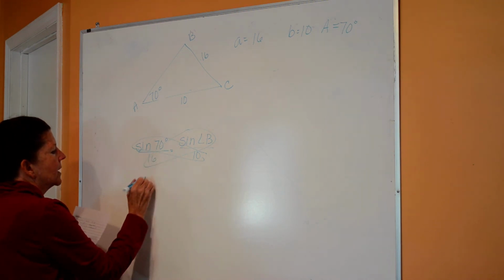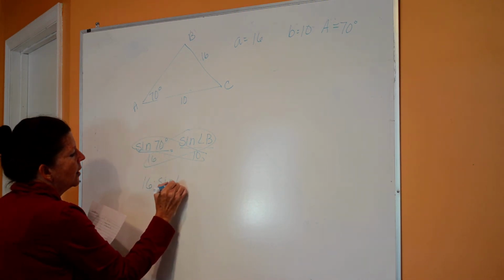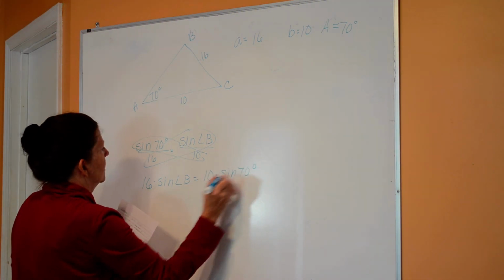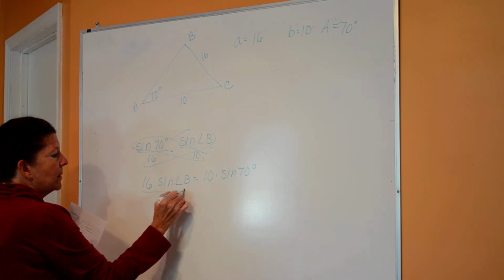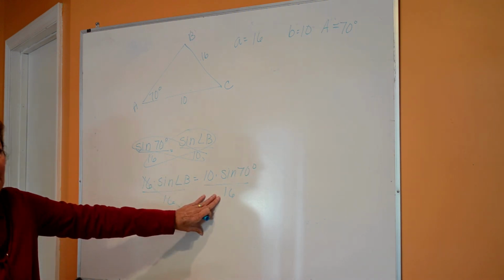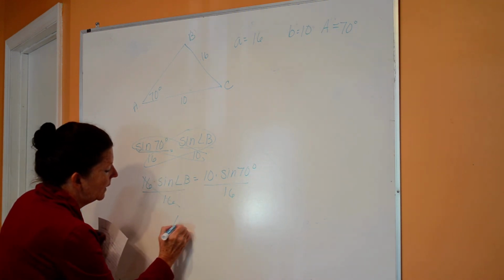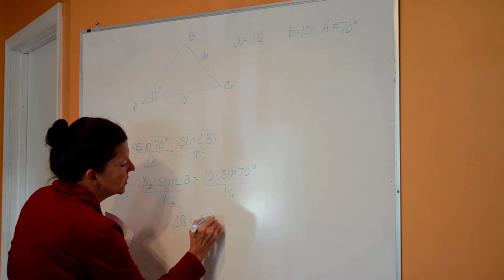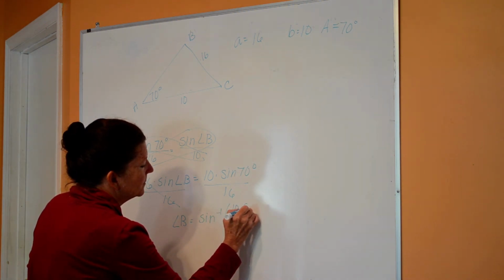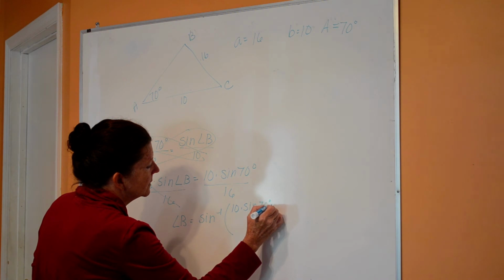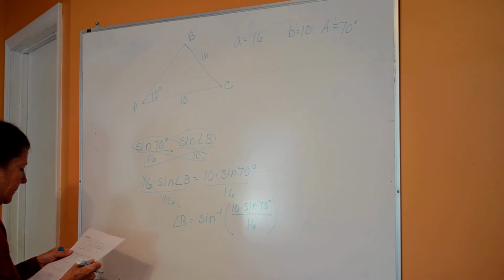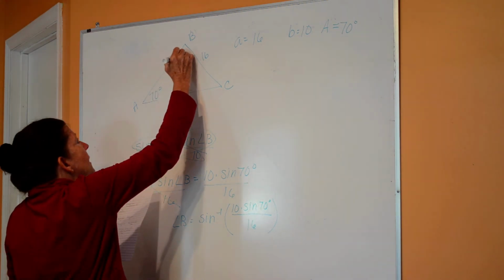Let's put this one on this side. 16 times the sine of angle B is equal to 10 times the sine of 70. I'm going to divide by 16. So I have the sine of angle B is equal to that. So I'm going to do the angle B is equal to the inverse sine. Remember that second and then the sine button of 10 times the sine of 70 degrees divided by 16. And that gives me angle B is equal to 36 degrees.